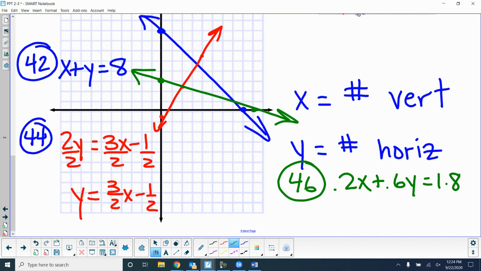Section 2 was proportions. What's a percent always go over? 100 equals what's the other side when it's a percent problem? Part over whole, very good. We cross multiply and divide for these proportions. That's basically it there, right? And then last night was finding x and y intercept, y equals mx plus b, little graphing.